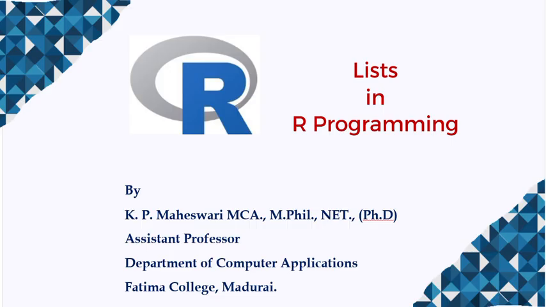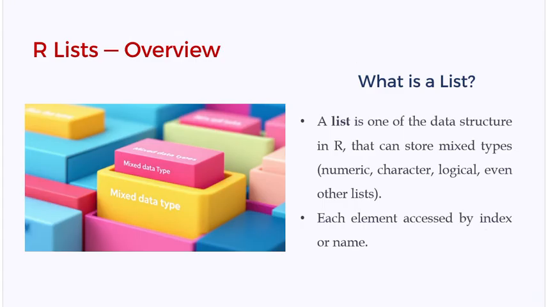In today's lecture, we are going to see the concept of list in R programming. Let me give an overview of the list. List is a data structure in R which can store multiple forms of data types together, like in other languages such as C, C++, and Java, where we can store different types of data in a single thing in the concept of an array.